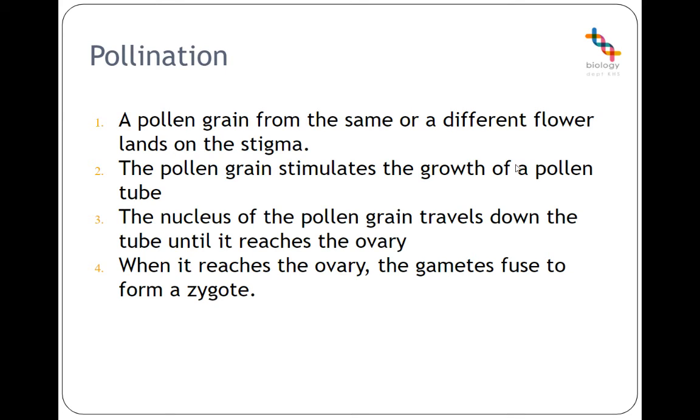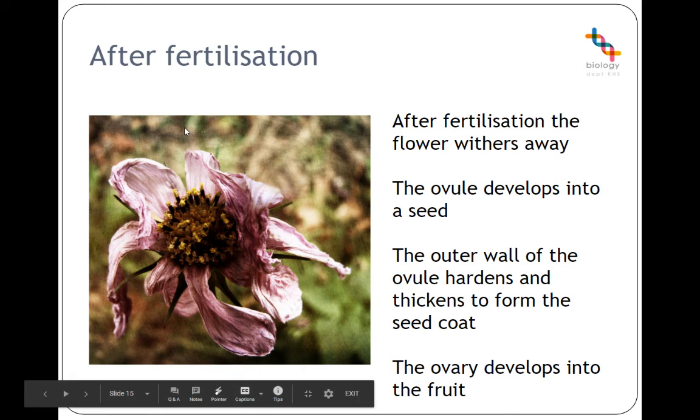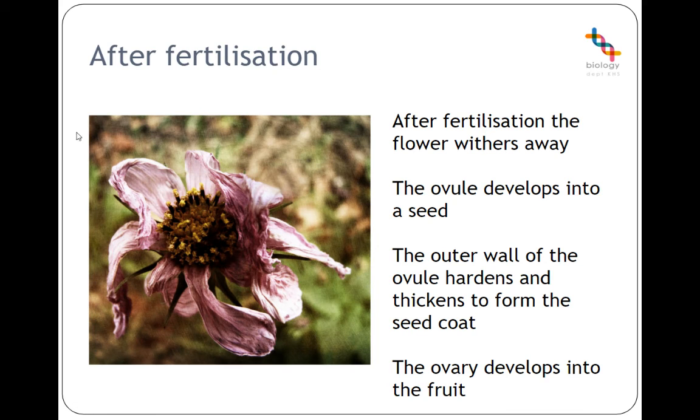The pollen grain stimulates the growth of the pollen tube. The nucleus of the pollen grain travels down until it reaches the ovary, where it fertilizes the egg cell, the ovule, to make a zygote. After this has happened, the flowers will wither away. If we've had fertilization, we quite often have a fruit forming on top of this. So if you see a strawberry, you'll quite often see withered flowers around the outside of each strawberry.